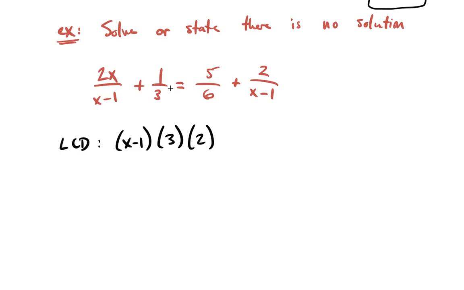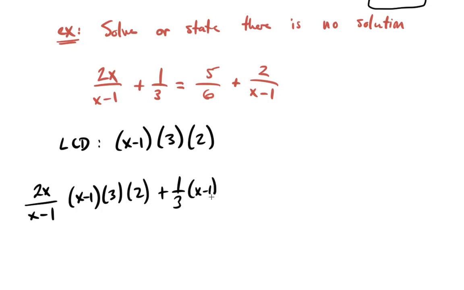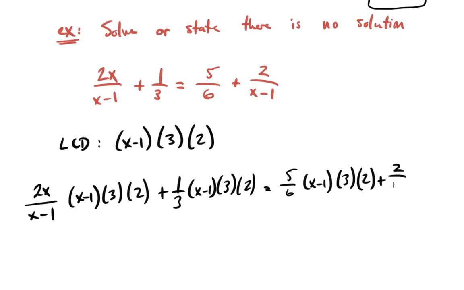Okay, and then again, because we're actually solving, we're going to multiply literally every expression by the entire least common denominator. And I'm going to leave the least common denominator in factored form, like last time. So this term is going to get multiplied by everything, and then 1/3 will get multiplied by everything. And then 5/6 will get multiplied by everything. And then finally this 2 over x minus 1 will get multiplied by everything. Ooh, almost ran out of room there. Okay, and again, the reason we do this is to cancel out all these denominators.